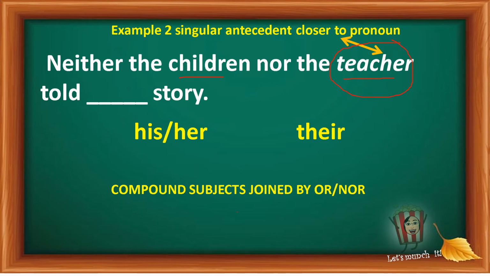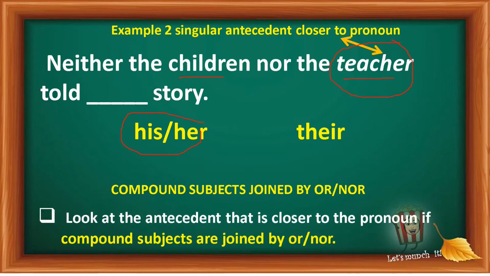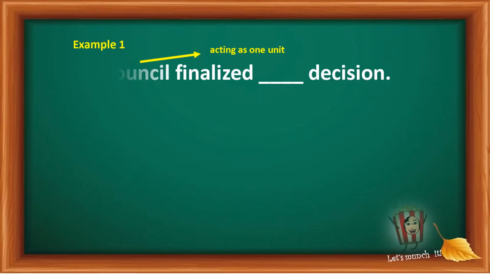So what do you think is the answer? We should be using the pronoun his or her, saying neither the children nor the teacher told his or her story. Again, what's the tip? We have to look at the antecedent that is closer to the pronoun if compound subjects are joined by or, nor. Let's have another example. The council finalized blank decision. Should it be its decision or should it be their decision?